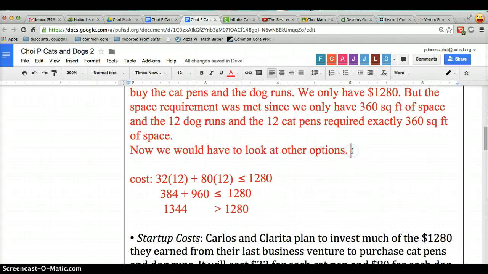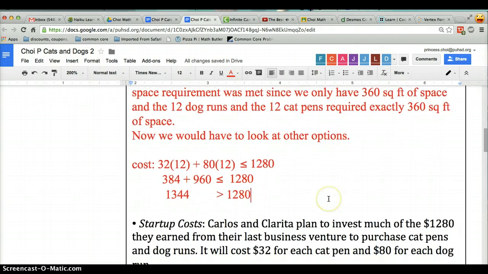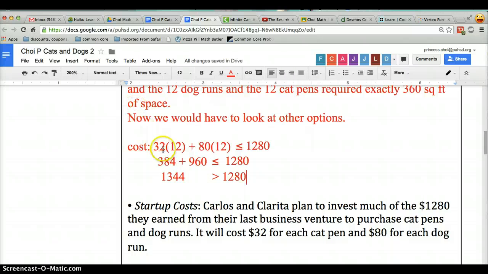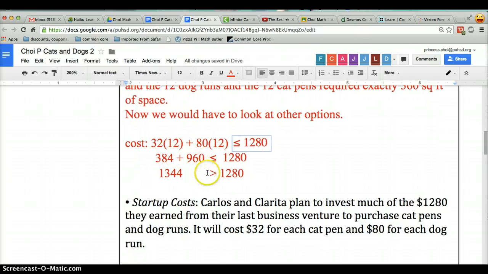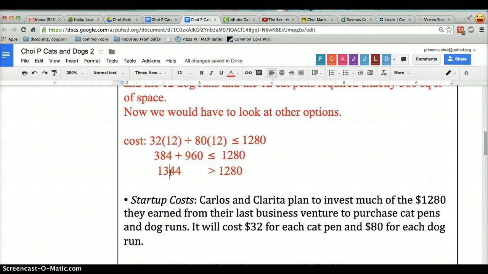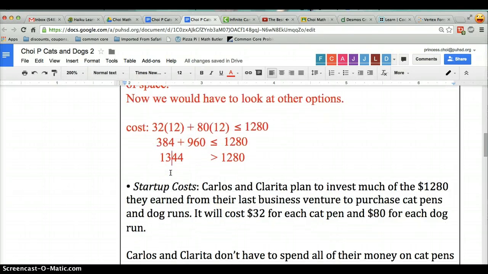And so now we have to look at other options, and this is exactly what you typed in with the previous document, okay? So what I did was I just copied the equation for the cost. It was $32 for the cats and $80 for the dog pens, right? And that had to be less than $1,280, right? When we plugged in and calculated, we found out that it costs more. So this is not gonna work, okay?